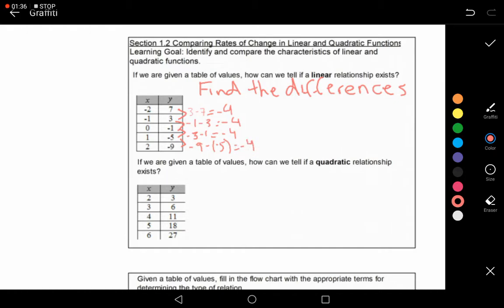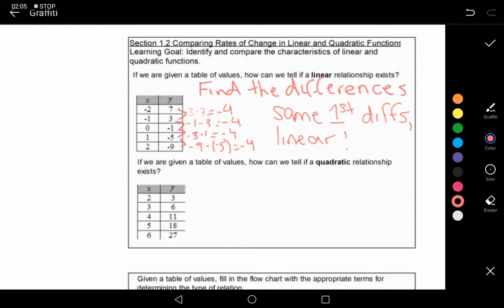So we can see the first differences for this table of values are all the same. That's how we know if it's a linear relationship. Same first differences means it's linear.